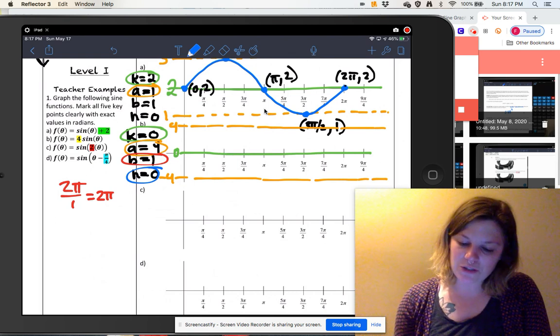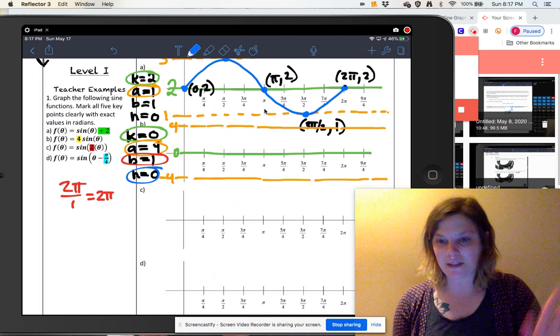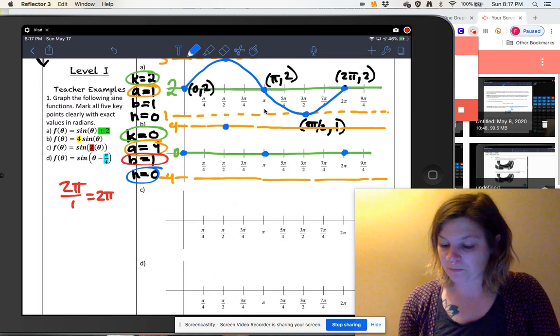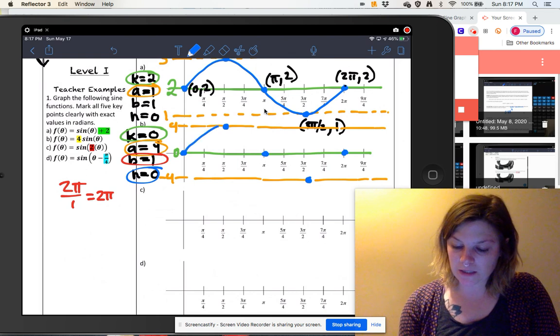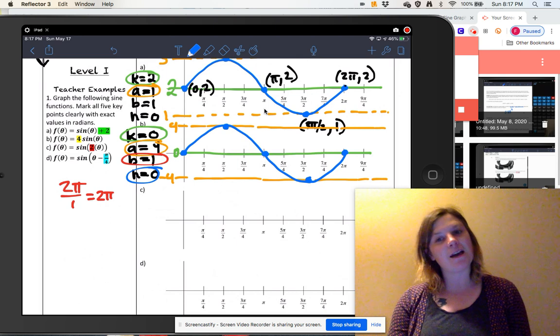All right, so let's do our key points. The key points are all exactly the same. You just have starting at 0, ending at 0. In the middle, you're at 0. At pi over 2, you're at your maximum. At 3 pi over 2, you're at your minimum. And then we just use kind of our muscle memory to draw a nice picture like that.